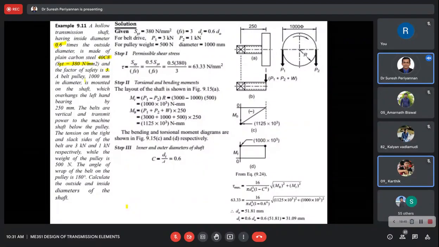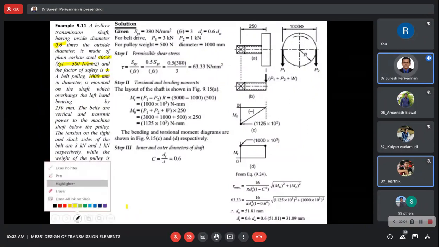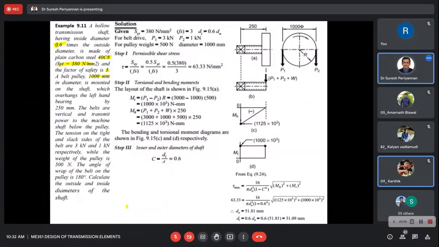The belt pulley, with dimension given as 1 meter, is mounted on the shaft, which is overhanging on the left hand side of the bearing. This is the left hand side fixed bearing. The overhang distance from the bearing is 250 mm.